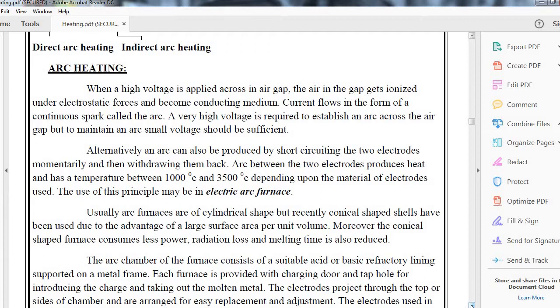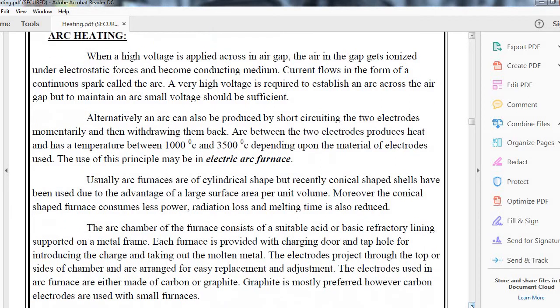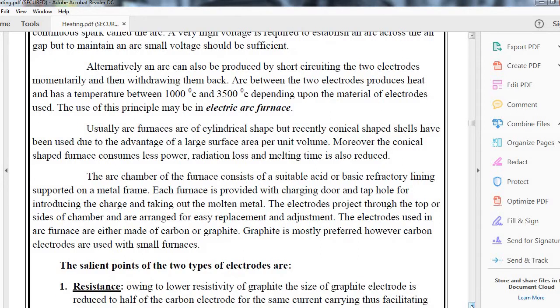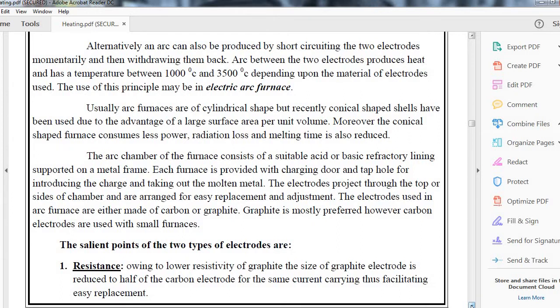Each furnace is provided with a charging door and a tap hole for introducing the charge and taking out the molten metal. The electrodes project to the top or the side of the chamber and are arranged in such a way that they are easy for replacement and adjustment. Electrodes used in the arc furnace are either made of copper or graphite. Graphite is mostly preferred over carbon electrodes when the size of the furnace is small. The salient points of the two types of electrodes: resistance.